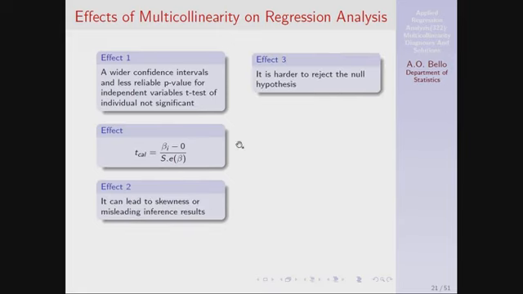So this problem also is what leads to what we say, that it is harder to reject the null hypothesis, since the t value will always become smaller than what it is supposed to be, because the standard error is larger than what is truly expected. It is inflated, so it's going to be harder for us to reject the null hypothesis. And this also can lead to skewness or misleading inference results.